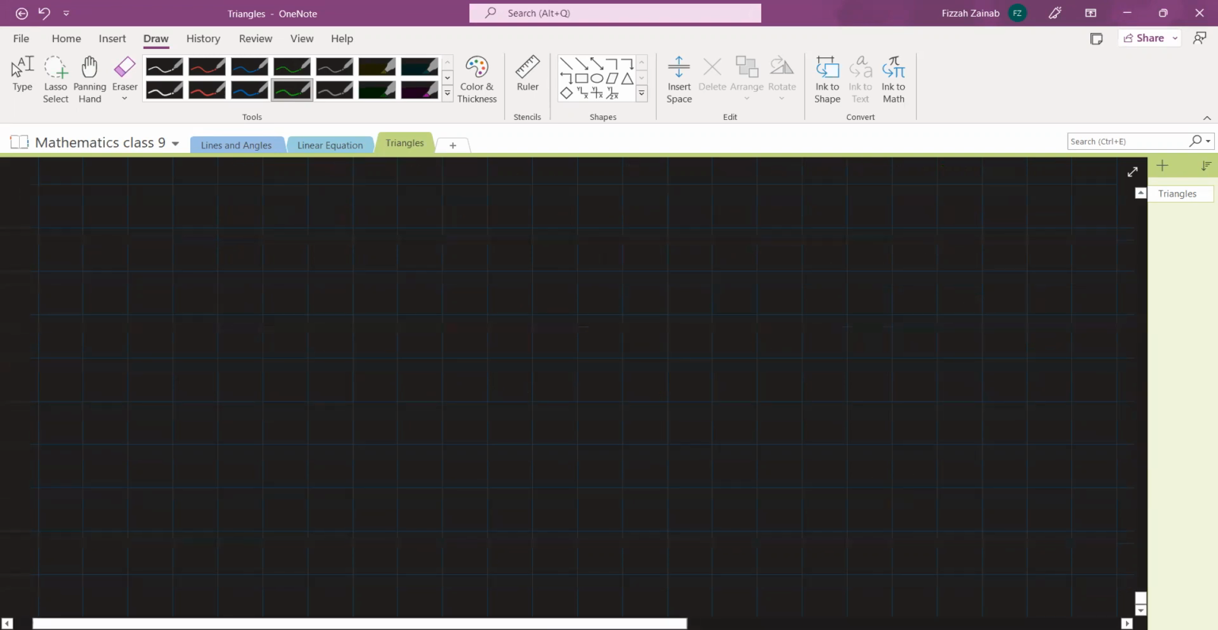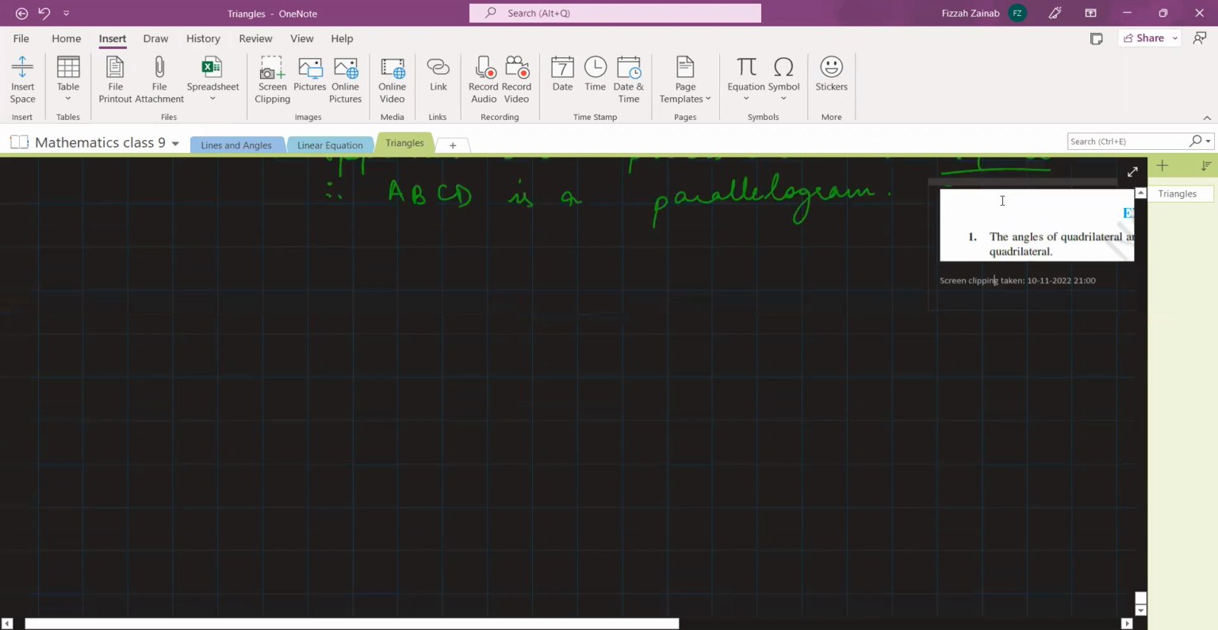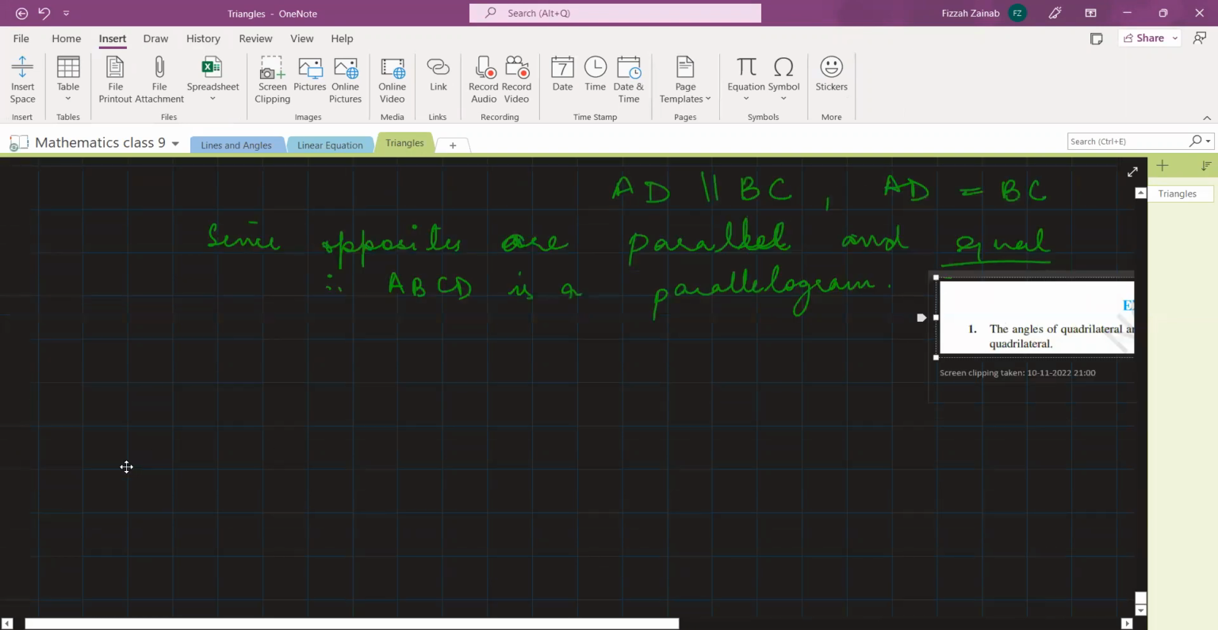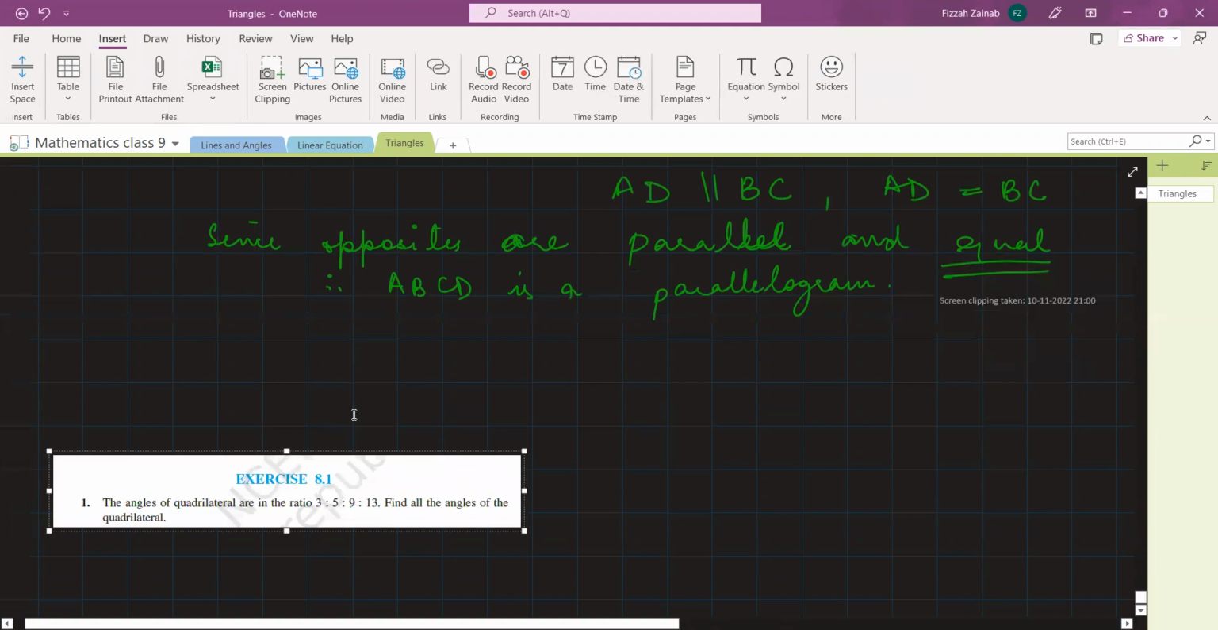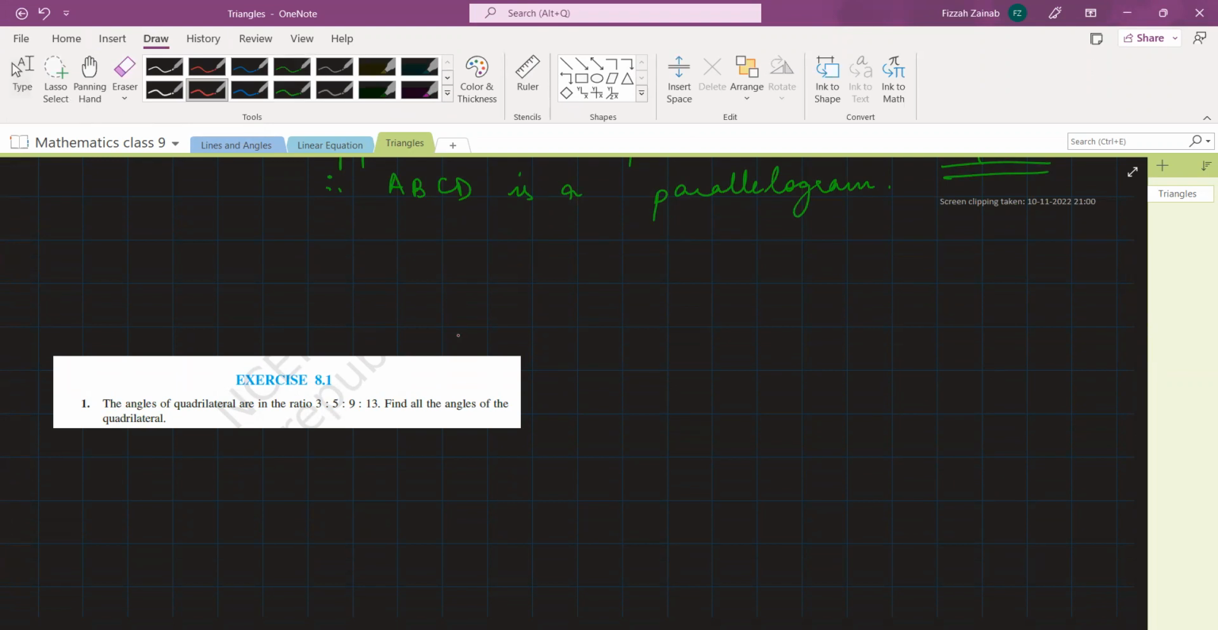Now let us come to exercise 8.1. I hope you have written it. Yes, ma'am. Okay, so the angles of a quadrilateral are in this ratio. Find the angles of the quadrilateral.